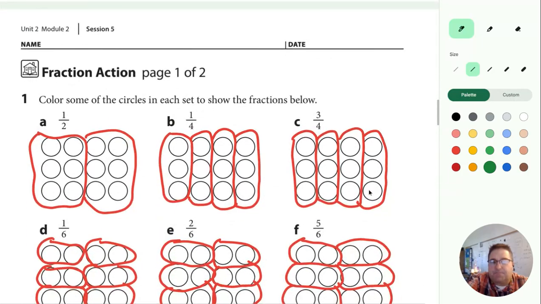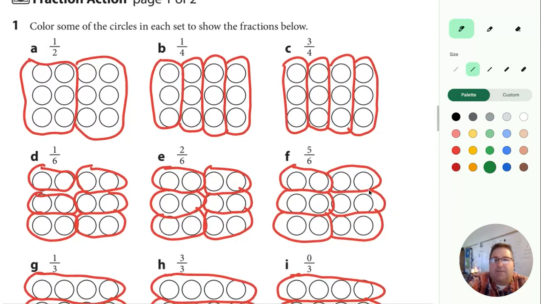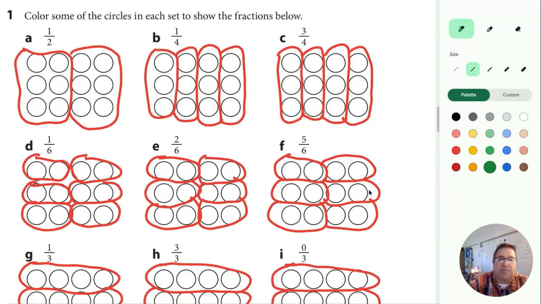Next page. We got to color in a fraction of the circles. So to help you, I kind of already put these into groups if you need some help with that. So if I color in half of these circles, I'm going to take all the circles, I put them into 2 equal groups, and I just have to shade in one group out of the 2. So for example, I can do this, and that will be what we need here.